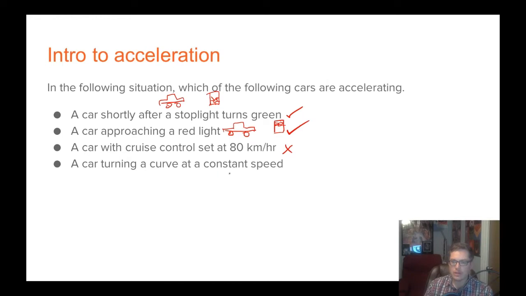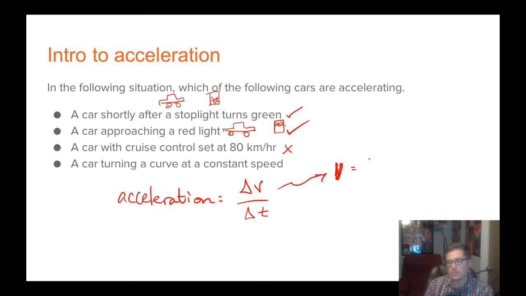A car turning a curve at constant speed. Now this is interesting. Okay, so remember acceleration is defined as the change of velocity over the change in time. Now remember, velocity is defined as the change in distance over the change in time, right? Okay. Now remember, not distance, displacement: the change in displacement over the change in time.